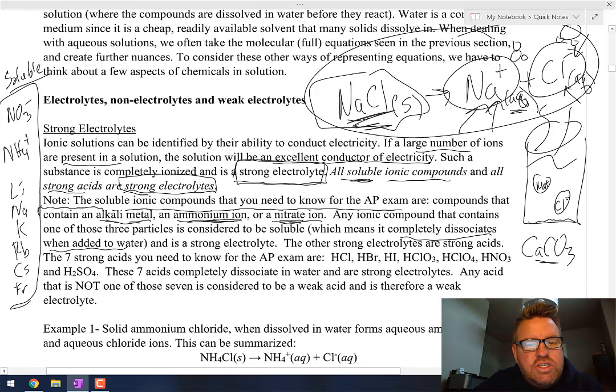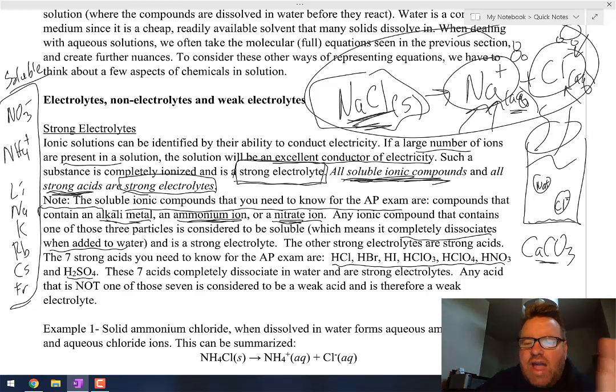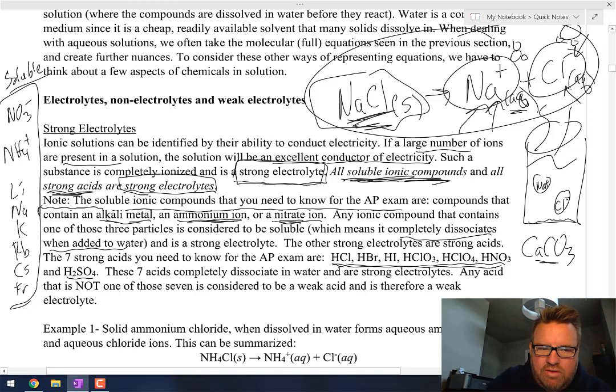Okay, and then remember it said the soluble ionic compounds. Now we know which ones they are: alkali metals, ammonium, and nitrate. And then also the strong acids, and there are 7 of those, and they're right here. Anytime you put them into water, they completely dissociate. If it's any other acid, and they don't tell you whether it's strong or weak, then it is weak, unless it's one of these 7.